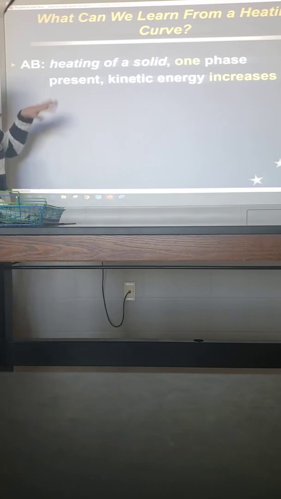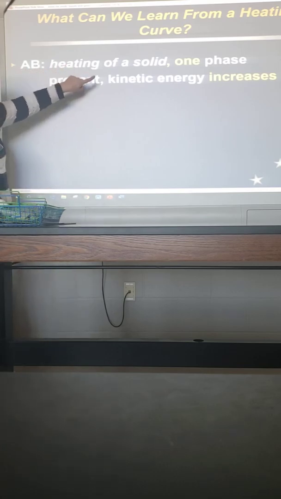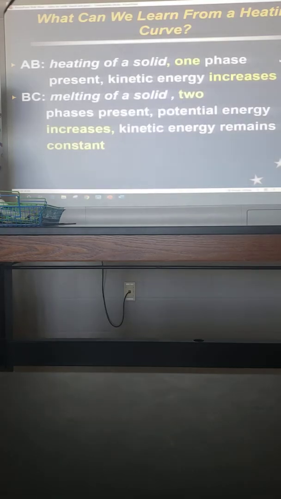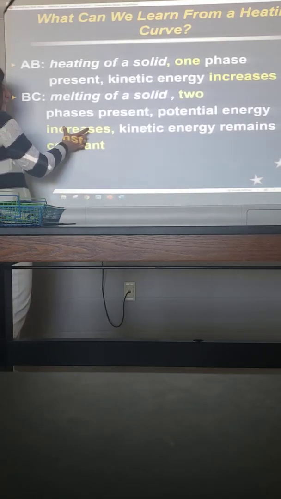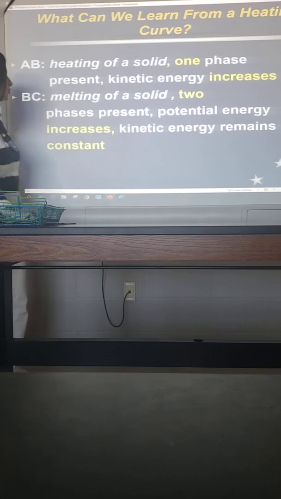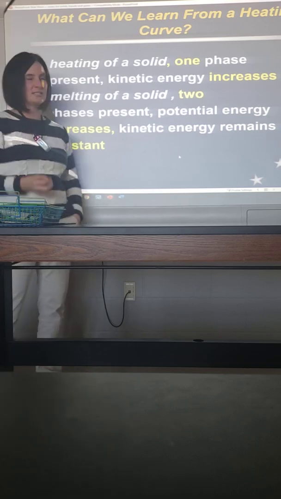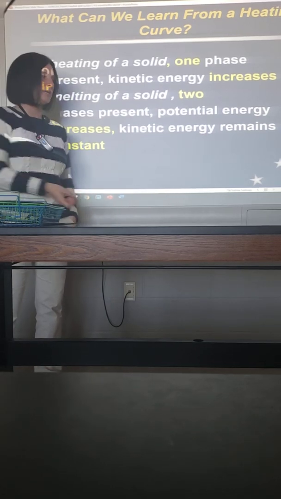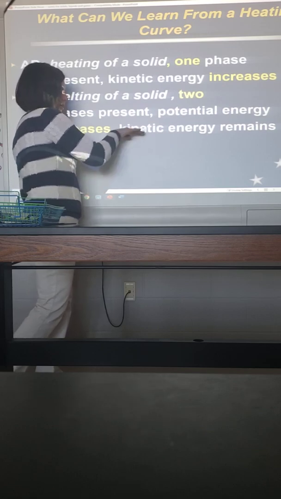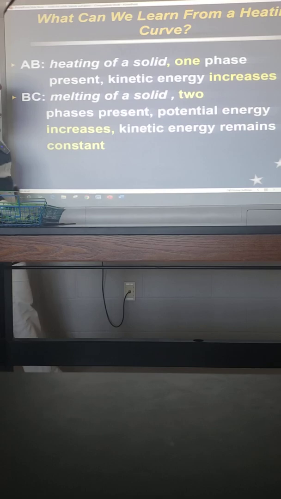So you're looking at the heating curve, section A to B. This is the heating of a solid. There's one phase. Kinetic energy is increasing because temperature is increasing. Then as you go from B to C, it's one of those plateau areas. It's a flat line. This is where you start the melting of a solid. There are 2 phases present. You have potential energy increasing because kinetic energy is constant because the temperature is constant. Again, use the temperature on the graph to kind of key in that the kinetic is not changing because the temperature is not changing. In this case, if it's water, it's stuck at 0 degrees Celsius.